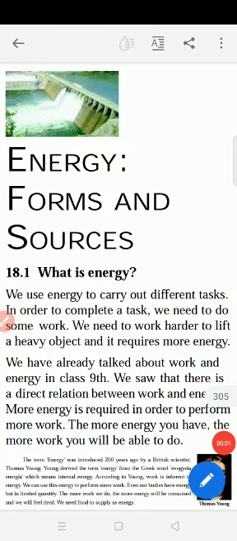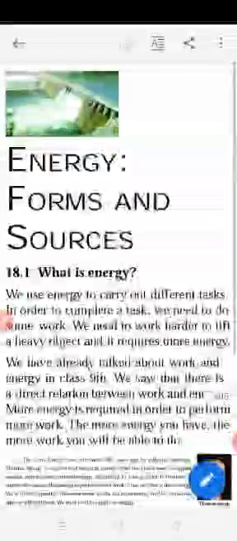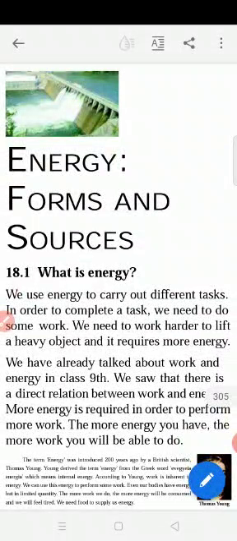Good morning, students. Today we start the new chapter, chapter 18, Energy, Forms and Sources. According to the updated syllabus of the government, it is the 5th chapter, but in the textbook, it is the 18th chapter. Okay? Energy, Forms and Sources. In this lesson, we study the different forms of energy.